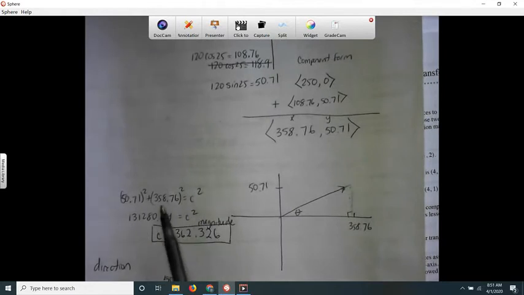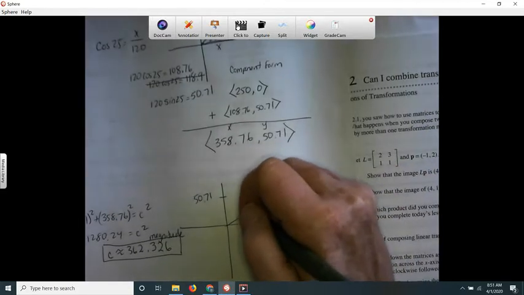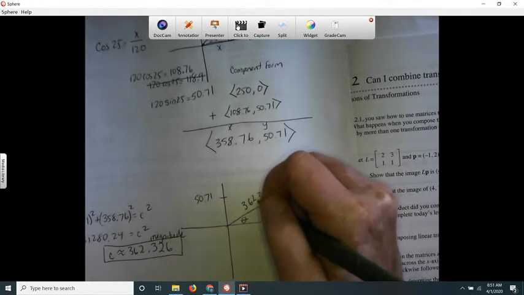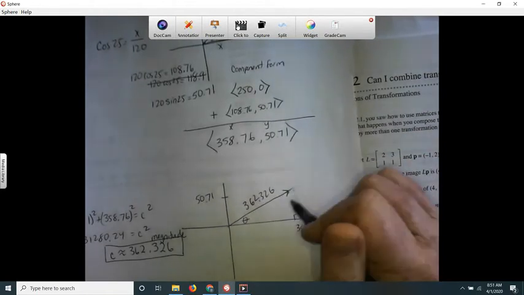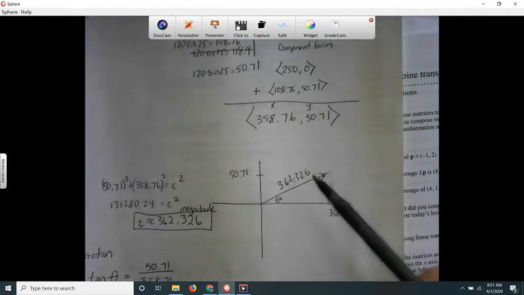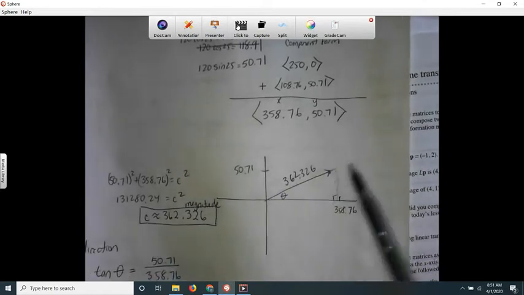I put that in my calculator, took the square root, and found that this hypotenuse right here is 362.326. Because of the way I rounded, it doesn't exactly match your answer book, but it's very, very close. So that is the magnitude.